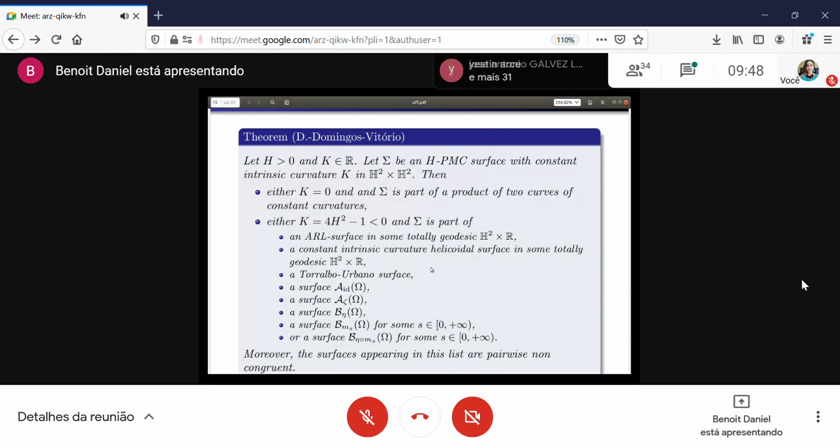Okay? So the Toralbo-Urbano surface will be obtained if I take twice the ARL surface. And the surfaces A identity and A zeta will be obtained if I choose for one of them the ARL surface and for the other one the helicoidal surface. So this corresponds to the three cases I described. Okay.